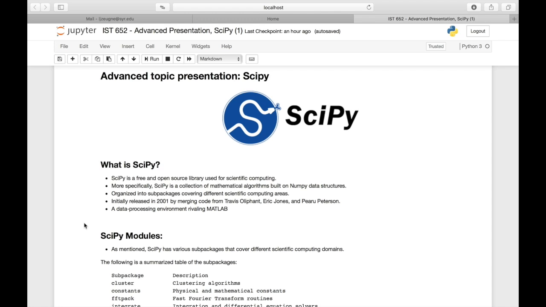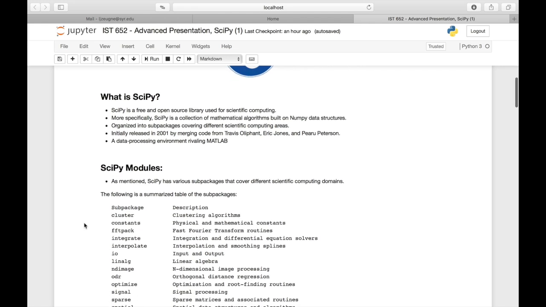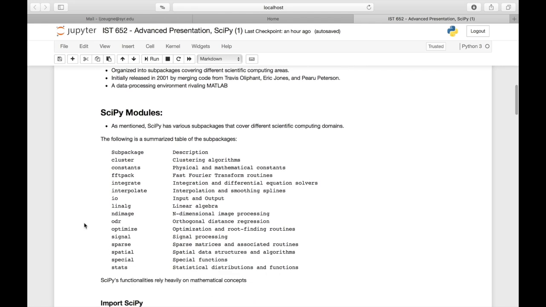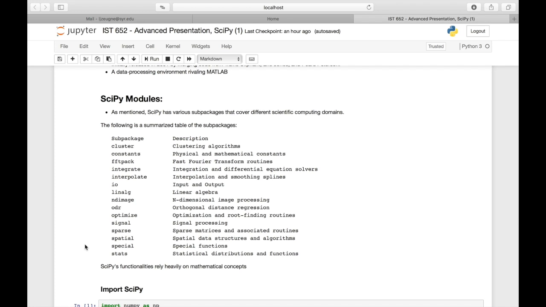As I've mentioned, Scipy has various subpackages that cover different scientific computing domains. Some of the more commonly used subpackages are the cluster package, which provides extensive clustering algorithms, the integrate subpackage, which we will use later to demonstrate integration with Scipy, the interpolate package, which allows interpolation as well as smoothing splines, and the optimize subpackage, which we will also use to present an optimization problem. However, there are also various other subpackages. In general, and important to mention, all of the subpackages rely on mathematical concepts.